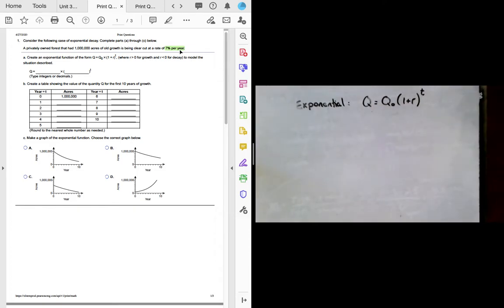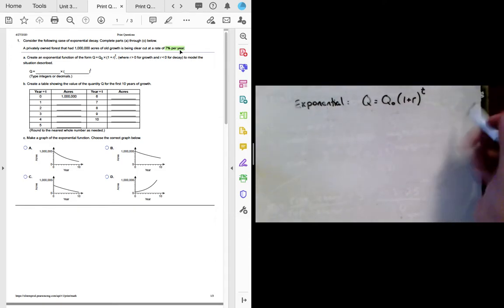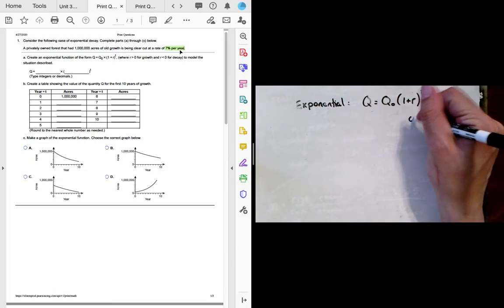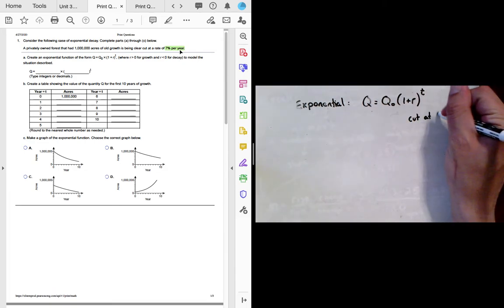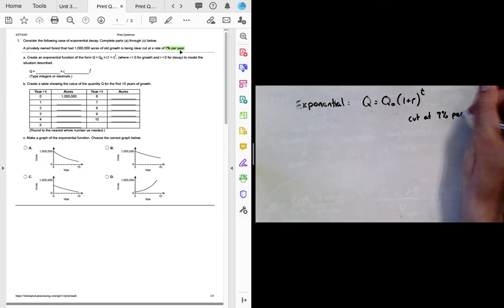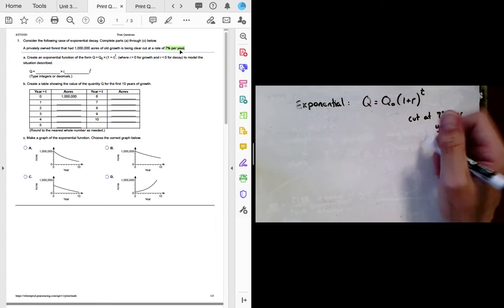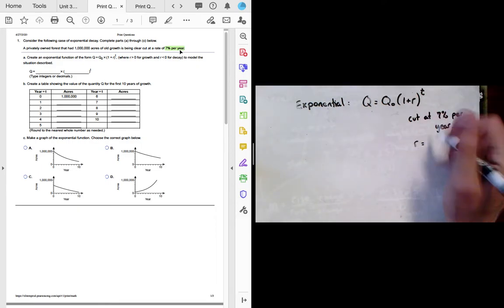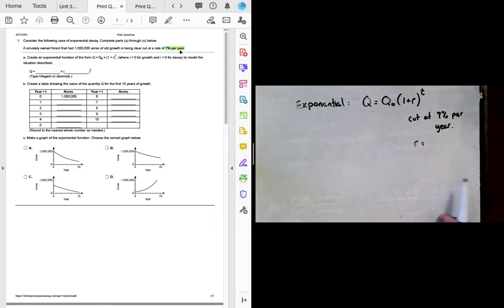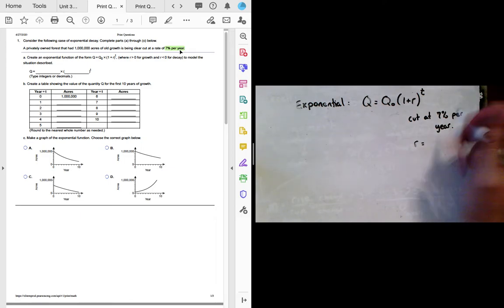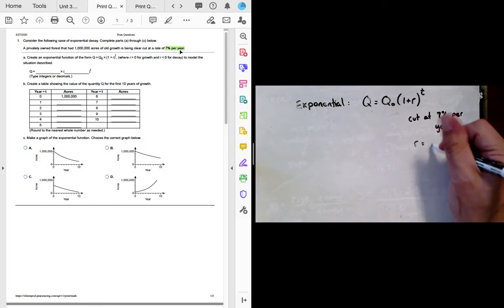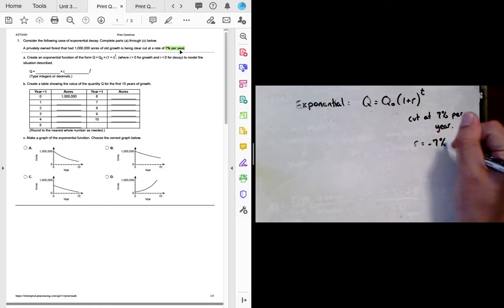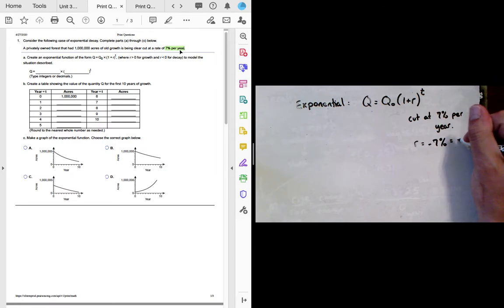And what told us we were looking at exponential in this problem? It said cut at 7% per year. So we want to make our R value here 7%, but it's a negative 7% because we're losing value. So this one is losing value over time. So our R value isn't going to just be 7%, it's going to be negative 7%. And we always want to express that as a decimal, in this case, negative 0.07. So this is our R value.